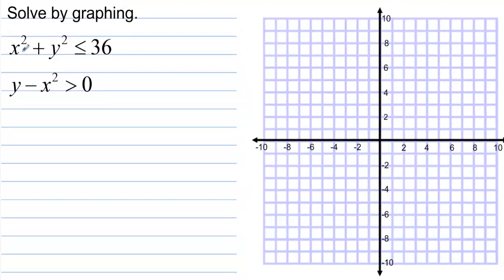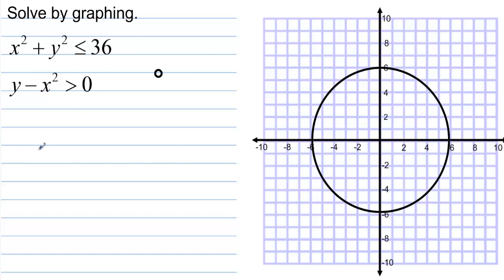Solve by graphing. X squared plus y squared is less than or equal to 36. This is a circle with a radius of 6. I'm going to grab the circle tool that I have. That has a center of 0, 0 and a radius of 6. So here's 0, 0. We have a radius of 6. There's a circle. And since we have equal to, this one is supposed to be solid.